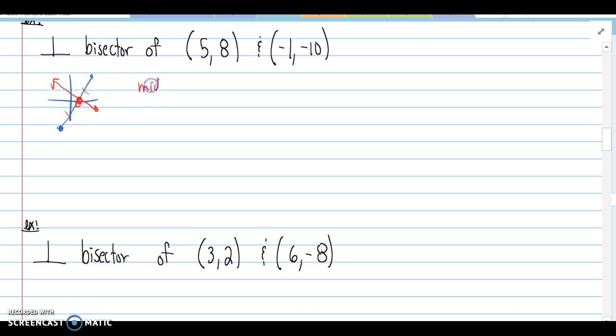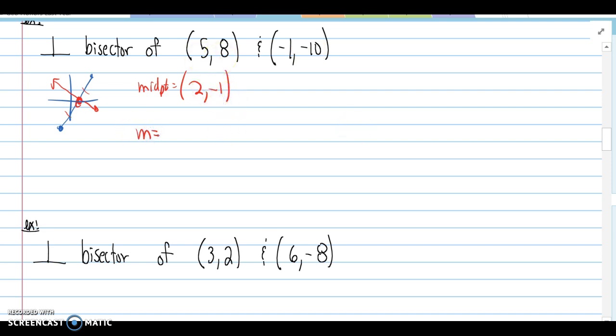So our midpoint is the average of the x and the average of the y. So 5 plus negative 1 is 4, divided by 2 is 2. 2 is the x value right in between those. 8 plus negative 10 is negative 2. If we divide that by 2, we get negative 1. So that's the midpoint between those 2 points.